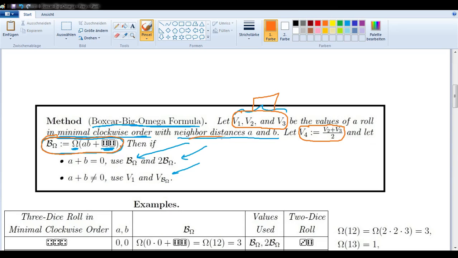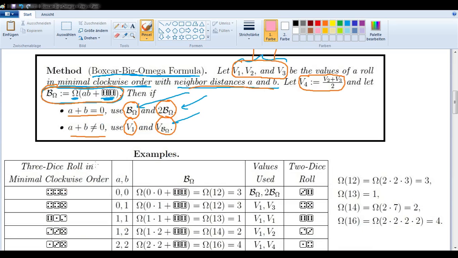So if the neighbor distances A and B are equal to 0, then our 2-dice simulation is simply Boxcar-Omega and 2 Boxcar-Omega. And if it's not equal to 0, then we use V1 and V sub Boxcar-Big-Omega. Now that sounds a bit complicated, but it's a lot easier than it sounds. So let's do a couple examples. Let's say we rolled a 4, 4, 4.